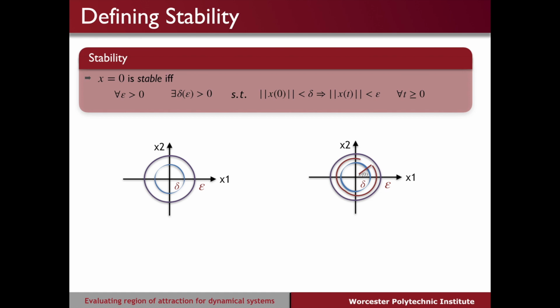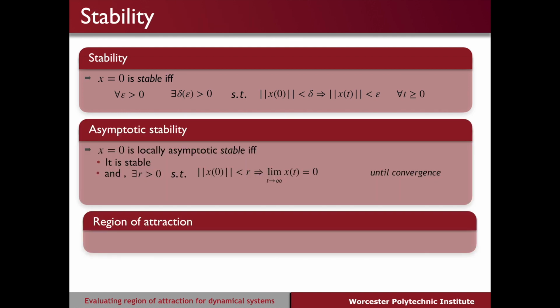If it is not possible, that is, if there exists a positive epsilon such that it is not possible to find a delta value, that is, the above criteria is not satisfied, then the equilibrium point is unstable. The equilibrium point is asymptotically stable if and only if it is stable and there exists a value r such that as long as the initial value of the state is within the open ball of radius r, the system state converges to 0, which implies it converges to the equilibrium point at the origin.